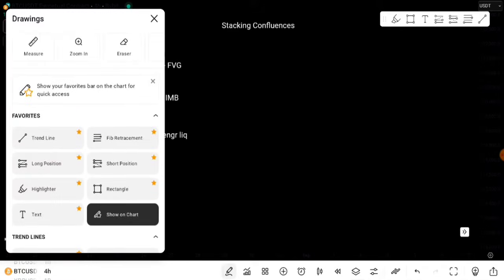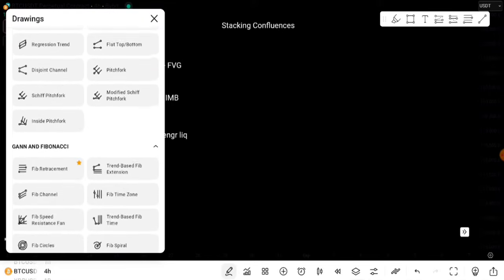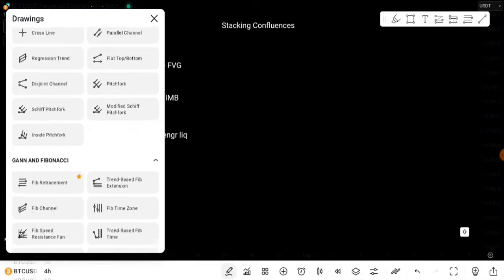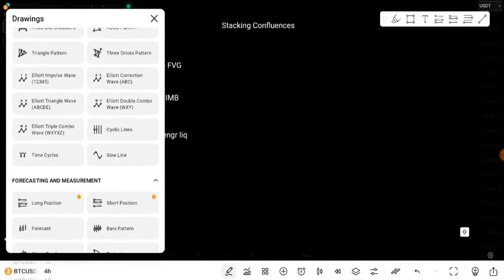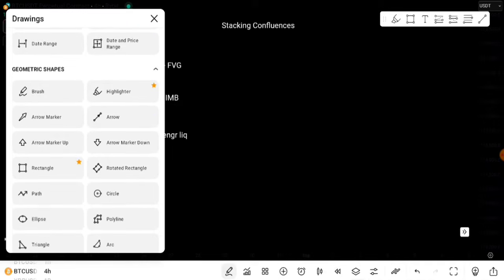Where's that my path tool? I don't normally use this part when I have my PC. Where is it? Okay, sorry guys. Okay, the path tool should be here. Let me add it to favorites.